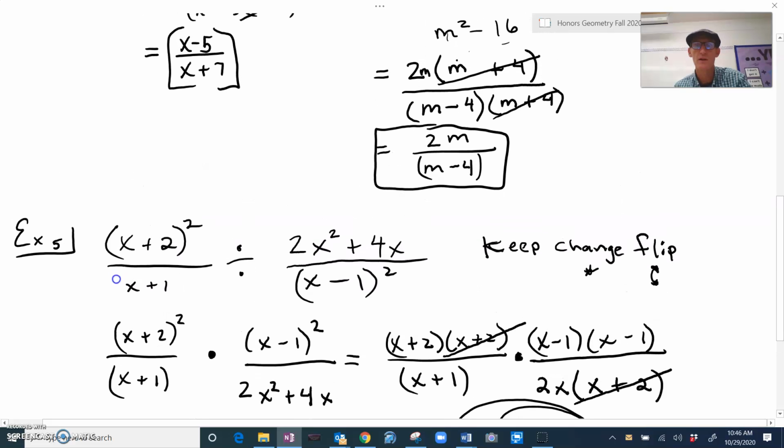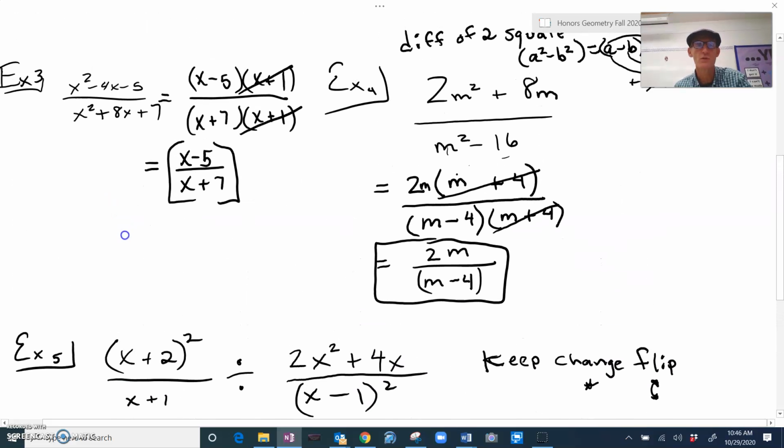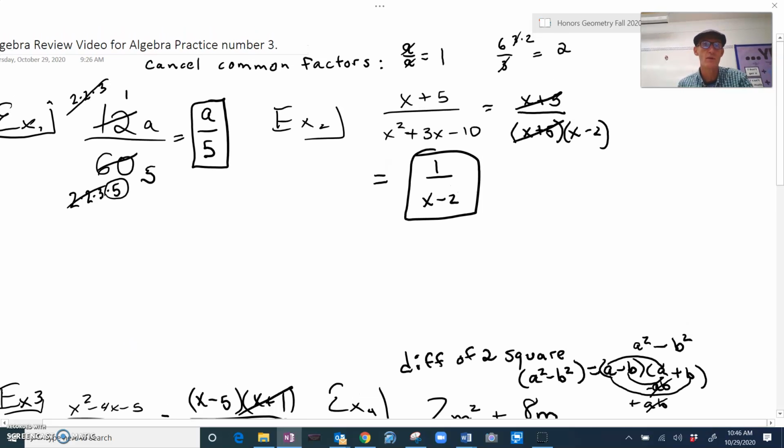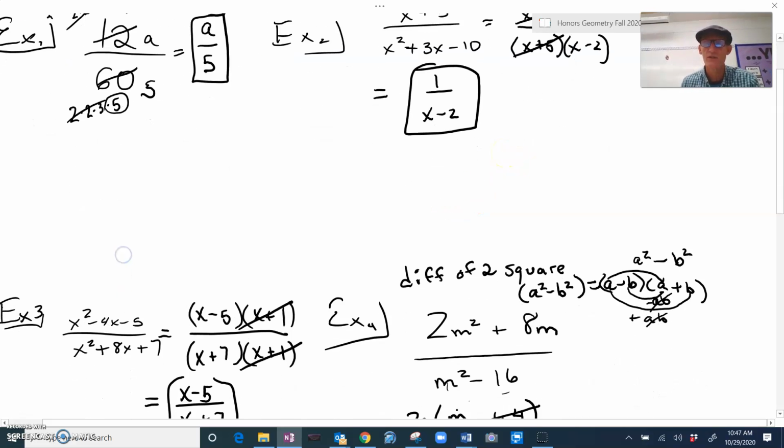And then the other problems, I guess, we're all about that factoring. So remember, common factors need to cancel. And we factor polynomials, just like we did x squared plus 3x minus 10 right here, to x plus 5 times x minus 2, we canceled out the x plus 5s and answered 1 over x minus 2. So factoring polynomials, factoring trinomials, that's a big deal.